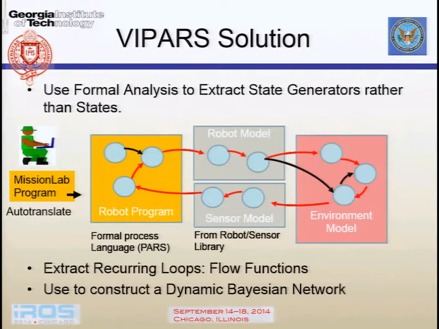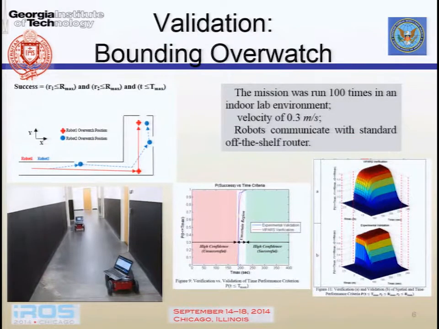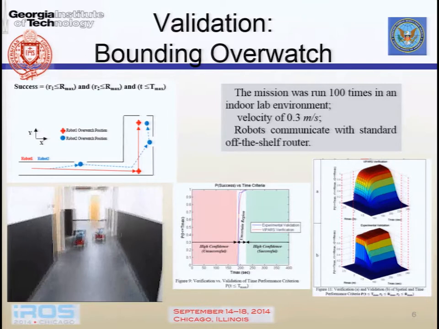And these flow functions are used to build a dynamic Bayesian network, which is then used to predict the performance of the combination. We experimentally validate all our predictions from formal methods. In this two-robot mission, robots move to a series of consecutive waypoints, synchronizing with each other as they go, as shown in the overlay map and in the video.